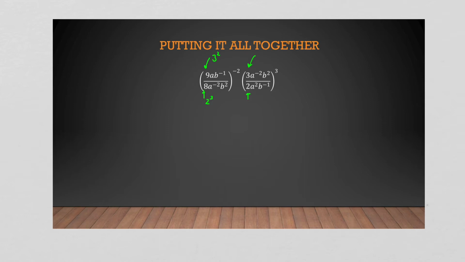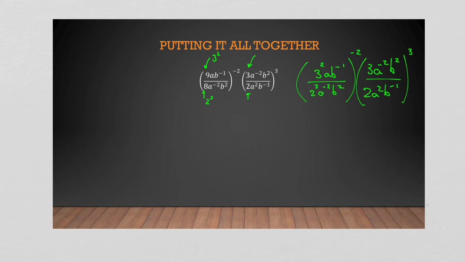So I'm going to rewrite this as 3 squared and then a b to the negative 1 over 2 cubed, a to the negative 2, b to the 2, all to the power of negative 2, and then 3, a to the negative 2, b to the 2, over 2a squared, b to the negative 1, all to the power of 3. So bear with me, make sure I don't make any mistakes here, okay? Because here we're going to do a lot of power to a power. This has to go into everything top and bottom.